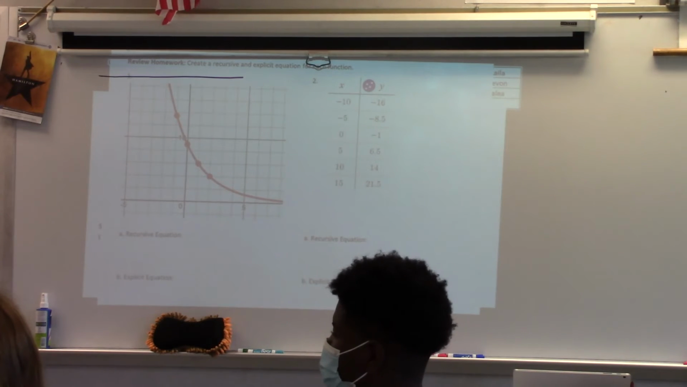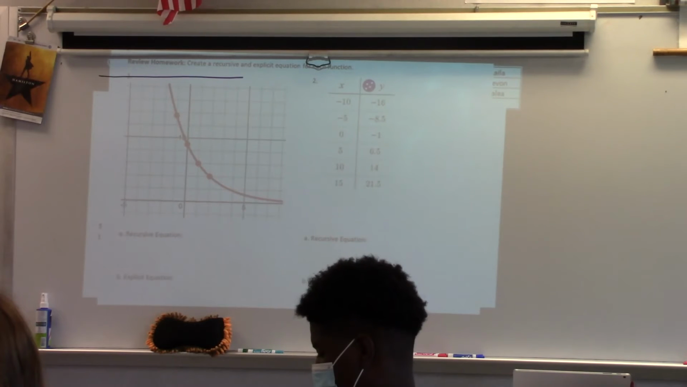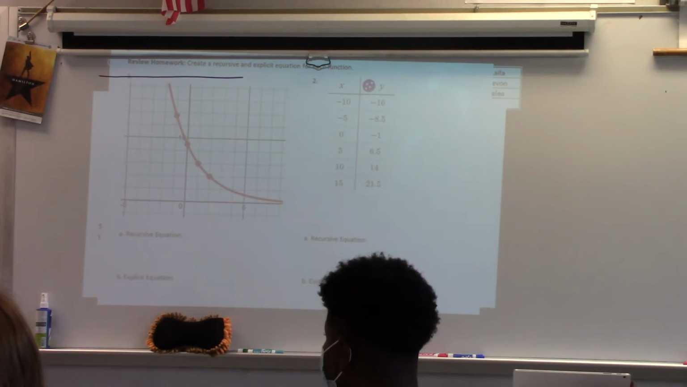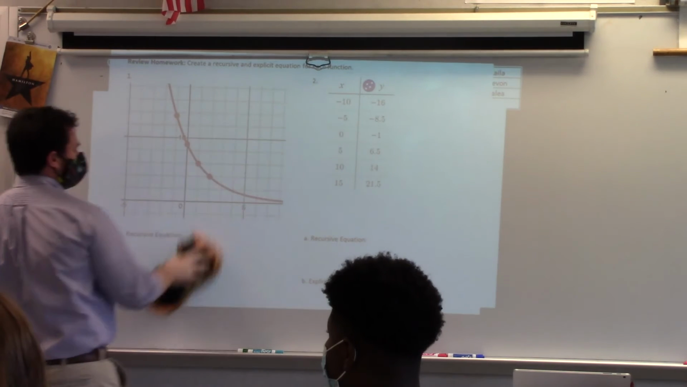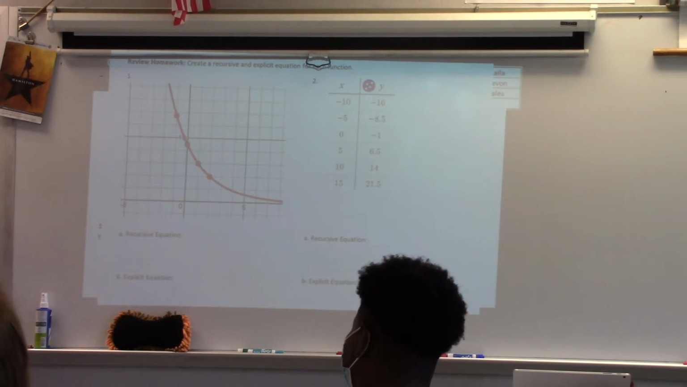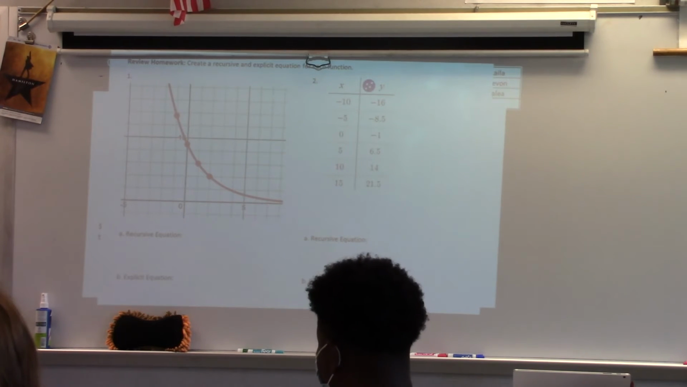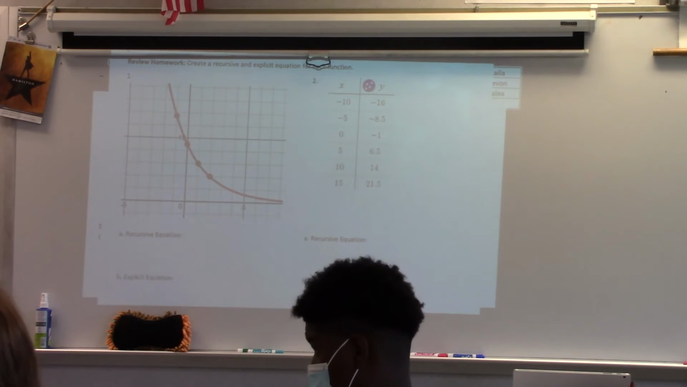Yes. All right, we need to move quickly through this now. Really, one thing I do want you to remember is before you start trying to create recursive or explicit equations, you need to identify something about those functions. What do you need to recognize about the type of function, or about the function, before you start trying to create equations? What type of function it is, thank you.